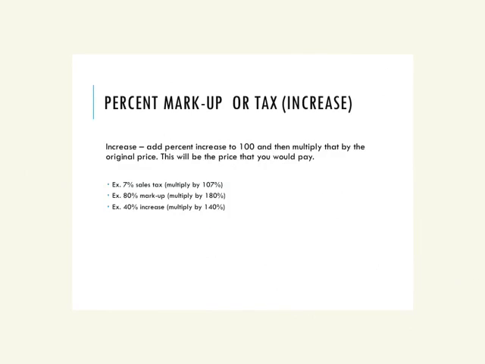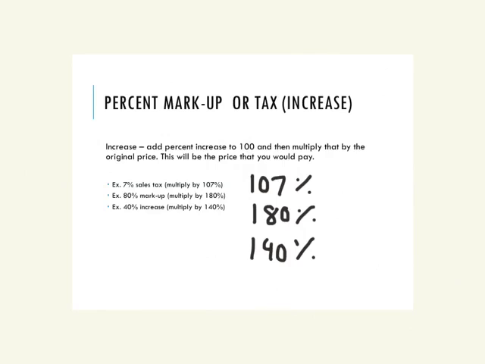Taxes or markups are just the opposite of discounts. Instead of the price going down, the price goes up. So instead of subtracting from 100, we add to 100. So if there's a 7% sales tax, that means you pay 107%. If there's an 80% markup on an item, that means you pay 180%. If there's a 40% increase on an item, that means you pay 140%.